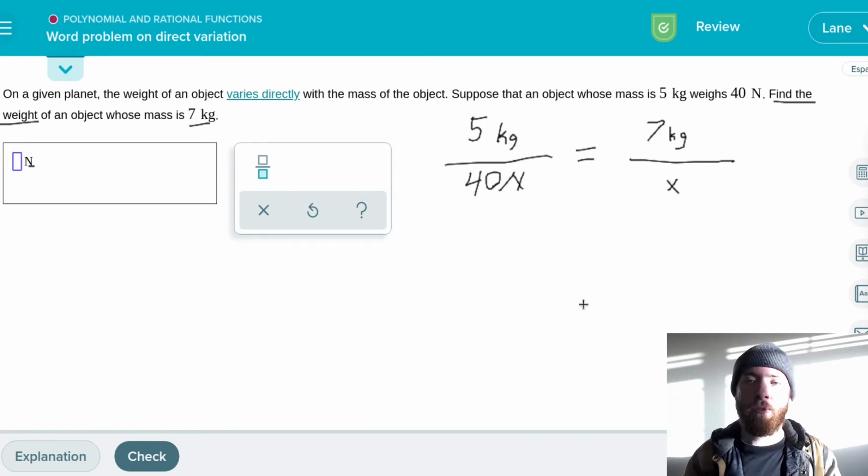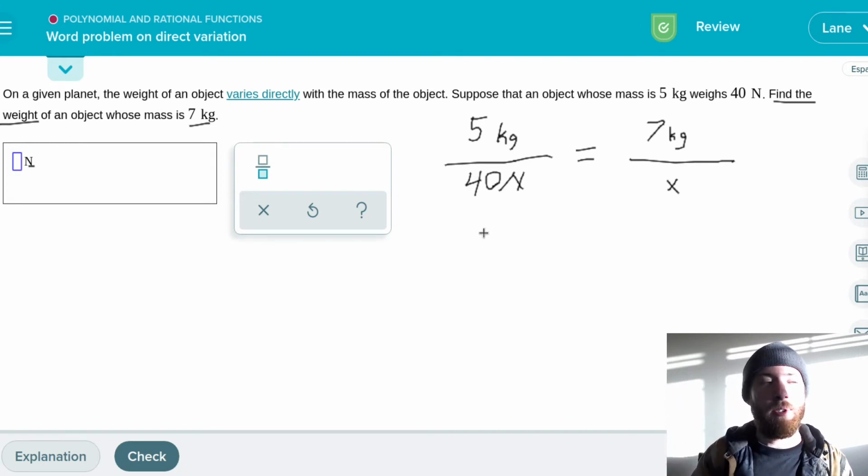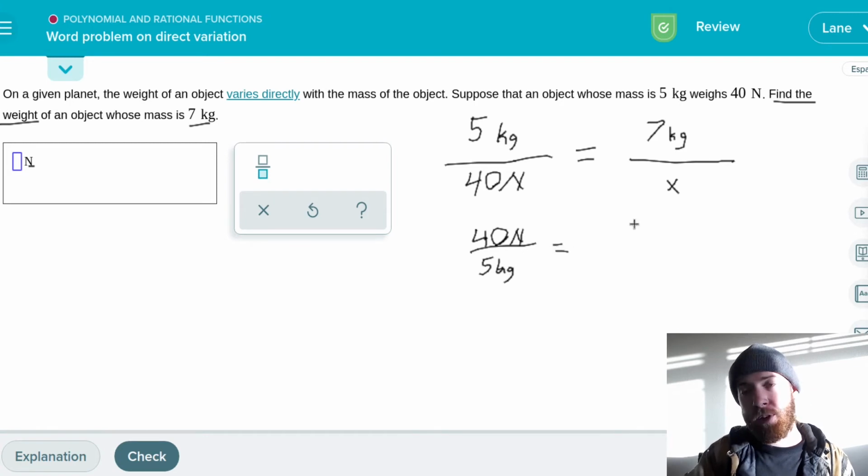Again, our first step is going to be to write the reciprocal. I want to get that x on the top of its fraction. So I'm going to flip over the fraction on the left-hand side. I'm going to write 40 newtons divided by 5 kilograms. And on the right-hand side, I'm going to write x divided by 7 kilograms.